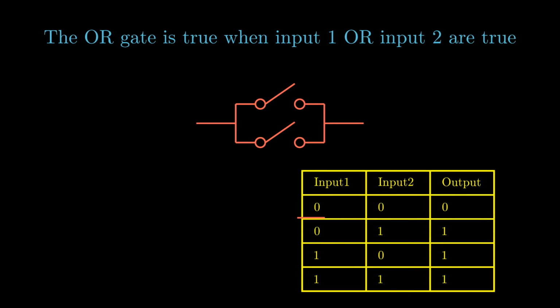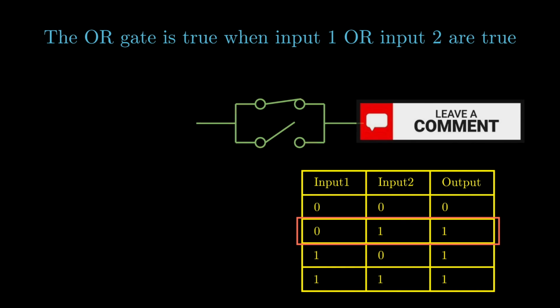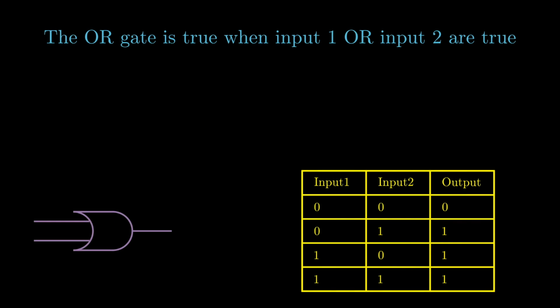As we test all the possible combinations, notice that it really only takes one switch to turn on the output of this gate. Now let's go up a layer of abstraction. We'll use this symbol here to represent an OR gate. Just like the AND gate, we have our 2 inputs on the left and our output on the right.